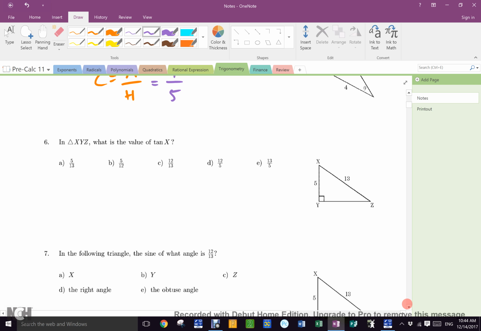What is the value of tan x? What is tan? Opposite over adjacent. There is x. What do I have? I have adjacent. What do I need? Opposite. Do I know opposite? Yeah, I do, because it's the square root of 13 squared minus 5 squared, right? Because of our good friend Pythagoras, the most important man in the history of math, as far as I'm concerned.